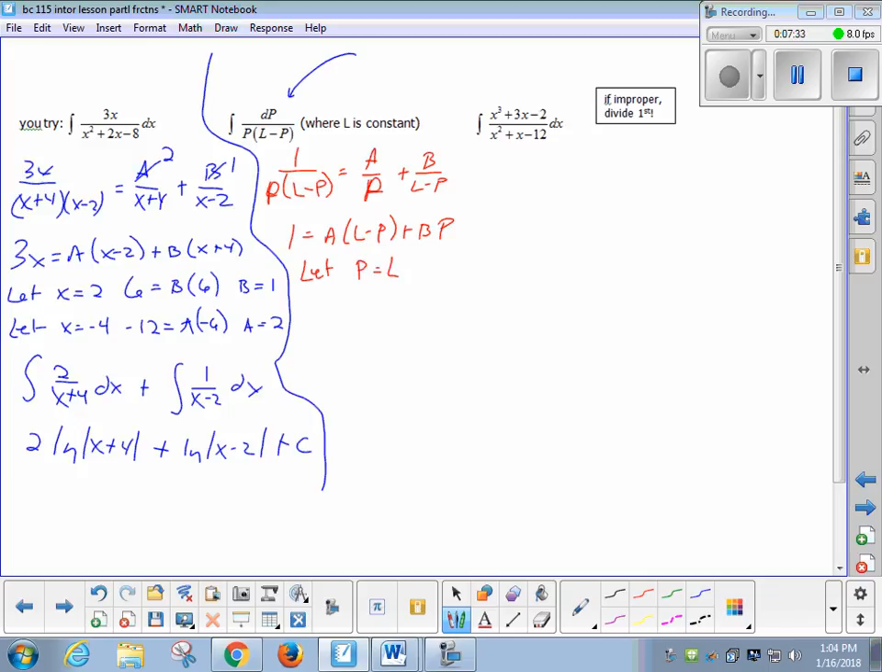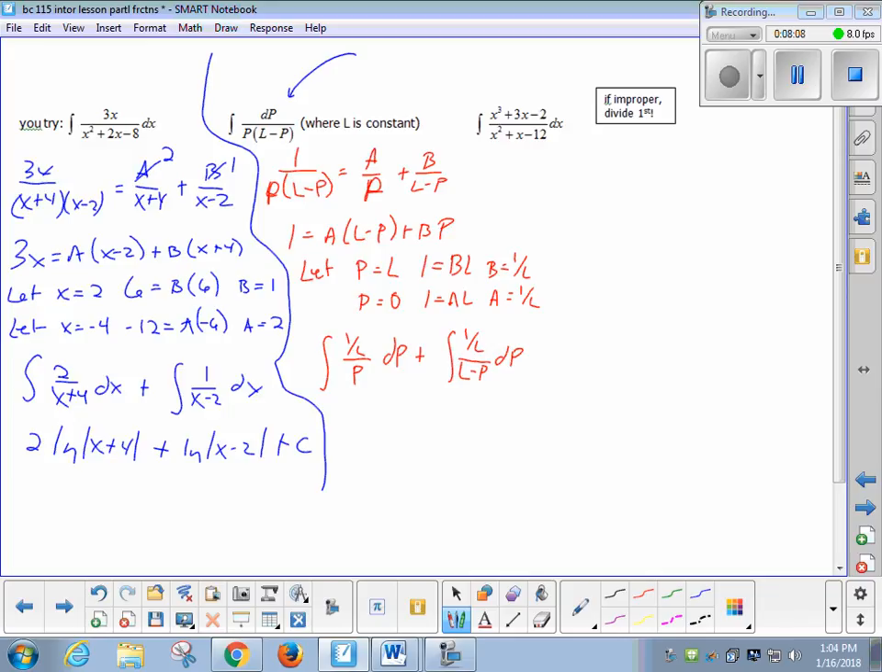Okay, now you say let P equal L. If P equals L, then 1 equals BL, so B is 1 over L. If we let P equal 0, then 1 equals AL, so A is 1 over L. So the problem starts to take on a flavor of 1 over L over P dP plus 1 over L over L minus P dP.